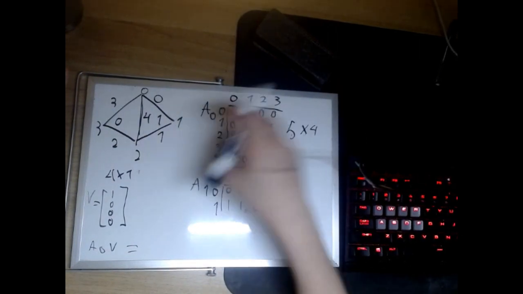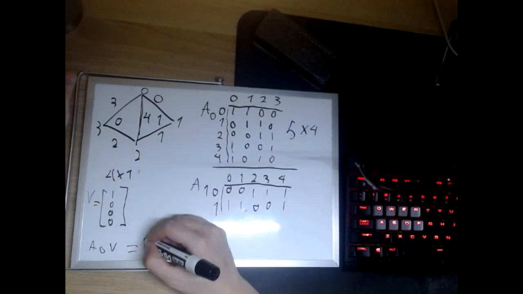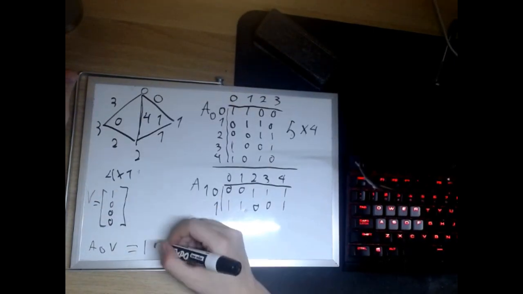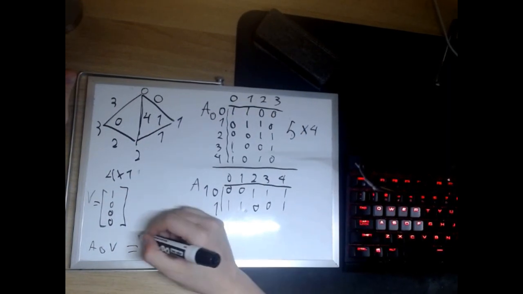Let's compute it. In linear algebra, you always do rows dot columns. So it's this row dot the column. So this dot the column is going to be 1. This dot the column is going to be 0. This dot the column is going to be 0. This is going to be 1 and 1.